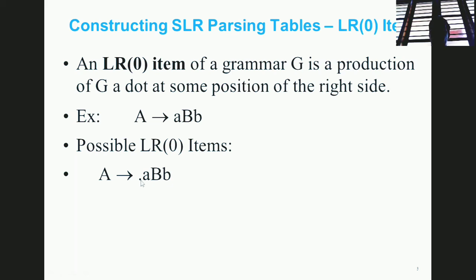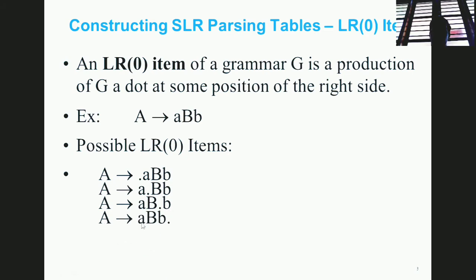Whatever we see before the dot, we have already read. And whatever is after the dot is what we are going to read, which is left out for reading. So the next is A tends to A dot BB. It means we already read A, but we are going to read B and B. Similarly, A tends to AB dot B. It means we already read AB and we are going to read B next. And the last one is A tends to ABB dot.